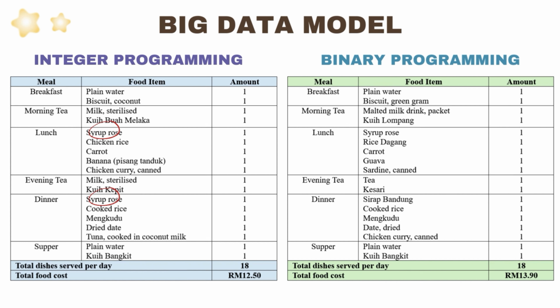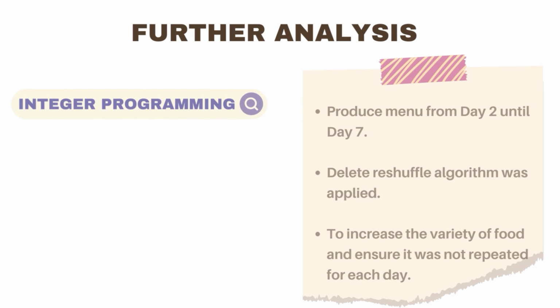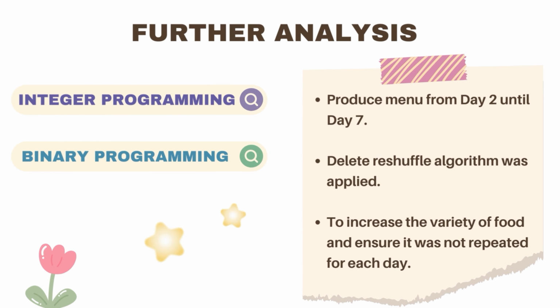Other than the total cost of the menu, the difference between these two approaches is that foods in the menu served using integer programming may appear twice in a day, while food produced using binary programming will only be served once per day. In general, both programming methods are suitable to generate the menu for postpartum mothers, so the further analysis will proceed to complete a 7-day menu. The lead reshuffle algorithm was implemented in further analysis to increase the variety of foods for each day.